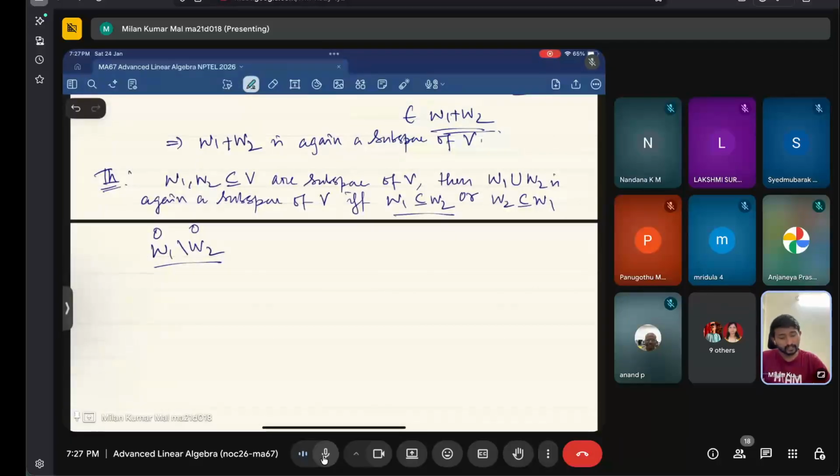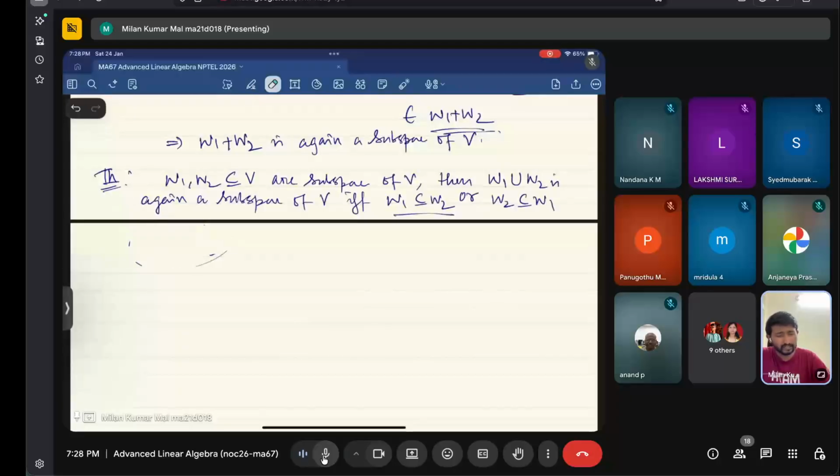It is like set subtraction. Suppose this is W1 and this is W2. So W1 minus W2 means this portion, the shaded portion. But this is not a subspace. Why? Because you have 0 in both W1 and W2, so whenever you subtract W2 from W1, 0 will be deleted. So this set will not have 0, and if this set does not have 0, it can't be a subspace.